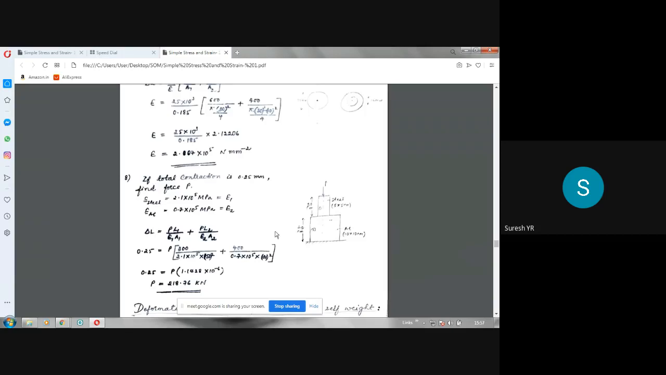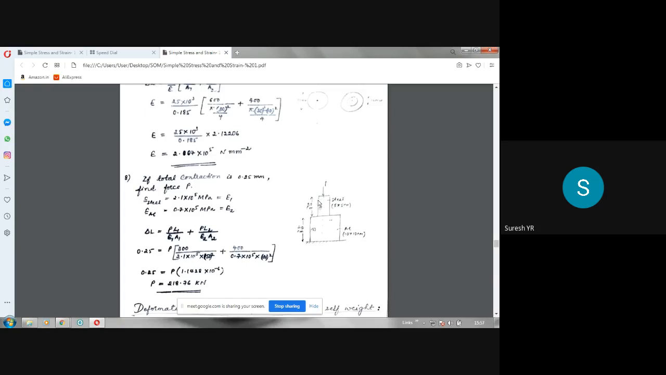Now, the same formula is used. Delta L is equal to PL1 by A1 E1 plus PL2 by A2 E2, where E1 and E2 are different, because they are made of different materials. Now substitute. Here he has given the total contraction, that is delta L value is given as 0.25. So LHS is 0.25, and P is unknown here. Find the force P. So P is common, you can take it outside.